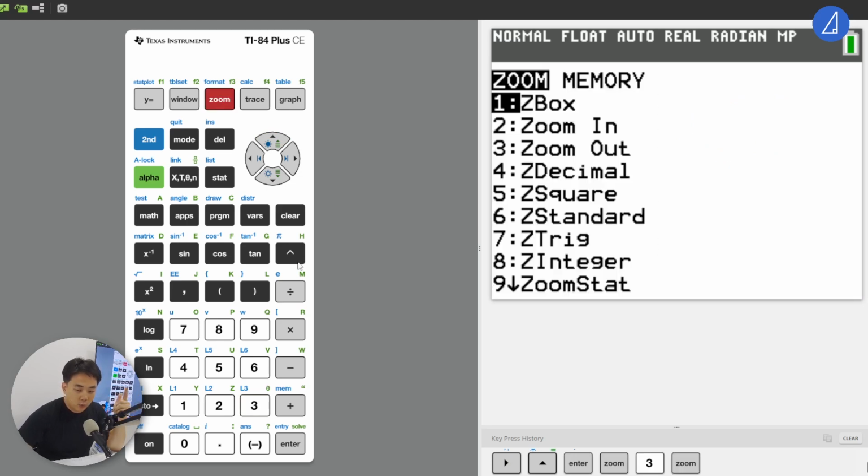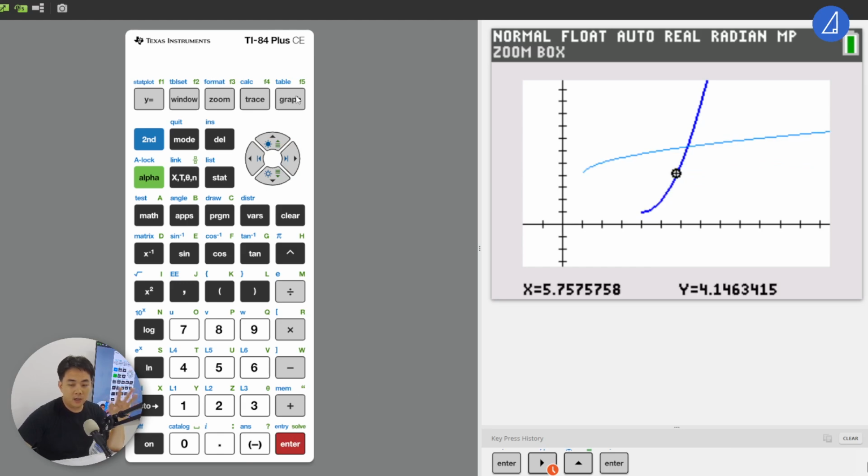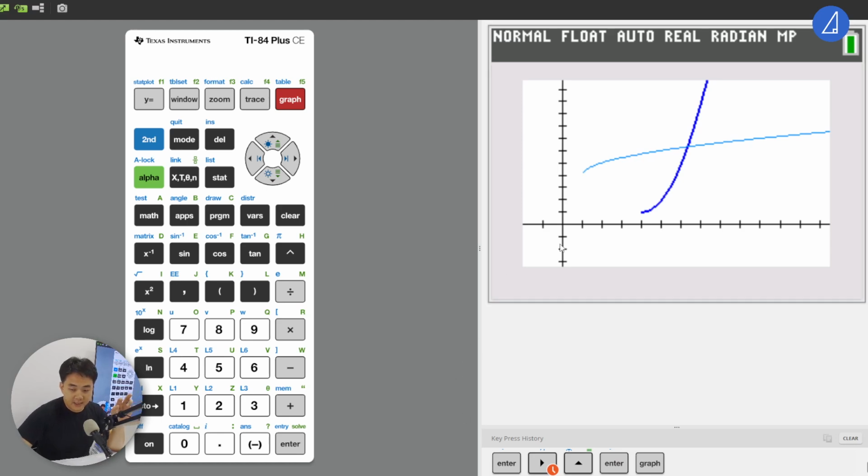So then you go to zoom box. Okay, remember zoom box. Zoom box is one of the most underutilized functions in the GC. So you just zoom box, you go up here, you press enter. Okay, this is a graph. Looks nice, right? But it's not nice at all because, firstly, understand this.